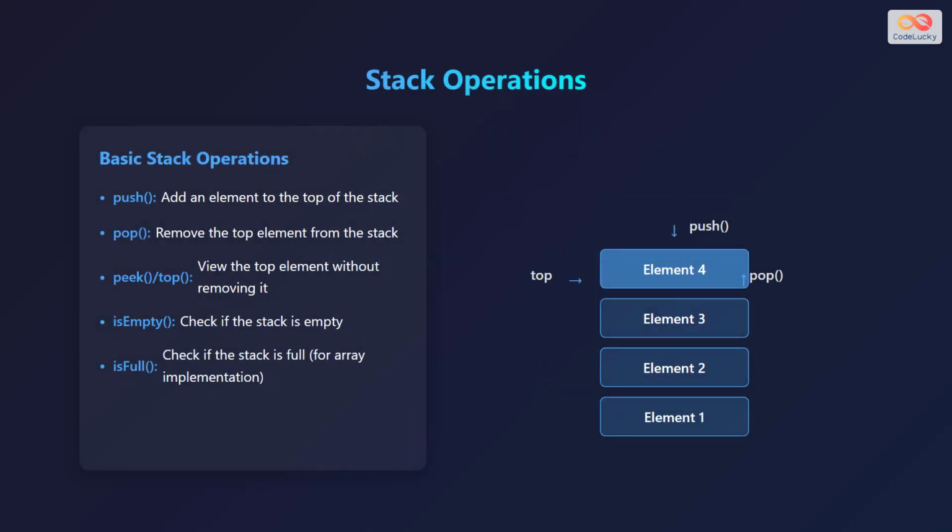Let's discuss the fundamental operations associated with stacks. First, we have push, which adds an element to the top of the stack. Next, we have pop, which removes the element from the top of the stack. Then peek or top, that lets you view the top element without actually removing it. isEmpty allows us to check if the stack contains no elements. Lastly, isFull is useful when implementing stacks using arrays, because it checks if the stack has reached its maximum capacity.